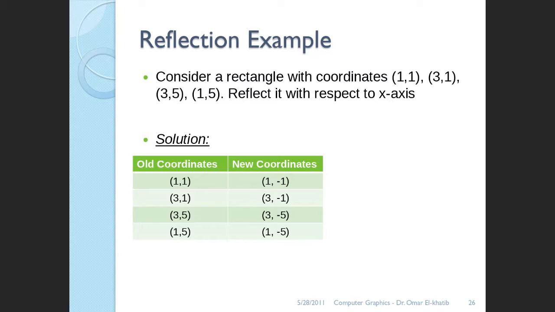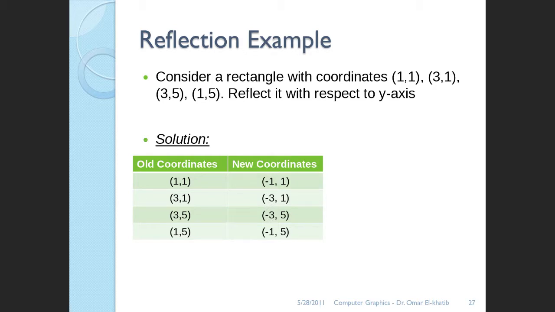Now here is an example of reflection. Consider a rectangle with these coordinates and reflect it with respect to the x-axis. X-axis reflection means that we will change the values of y. So when y is 1, it will become minus 1. When y is 5, it becomes minus 5, which we can see on these two sides.